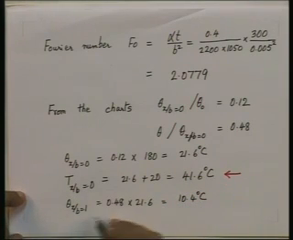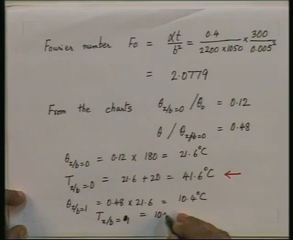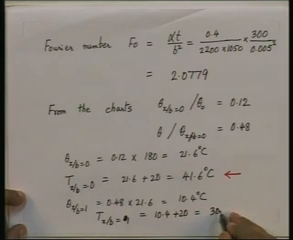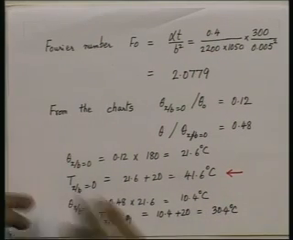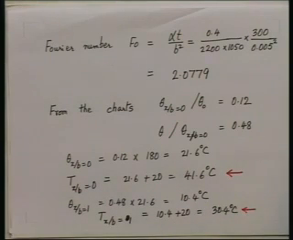Therefore, T at x by b equal to naught is equal to T at x by b equal to 1, not x by b equal to naught. T at x by b equal to 1 is equal to 10.4 plus 20, which is equal to 30.4 degrees centigrade. So, this is the second value that we get, the second number that we are looking for from the charts.